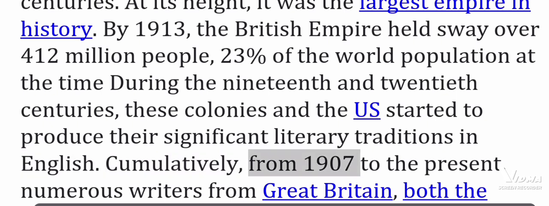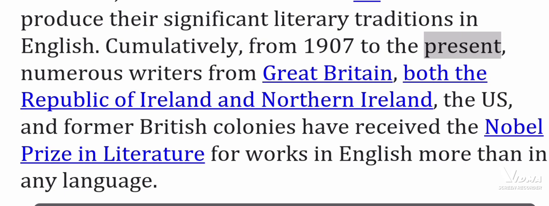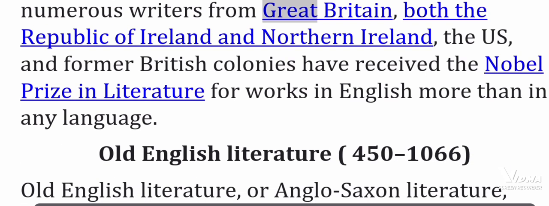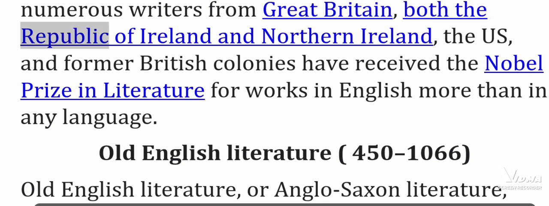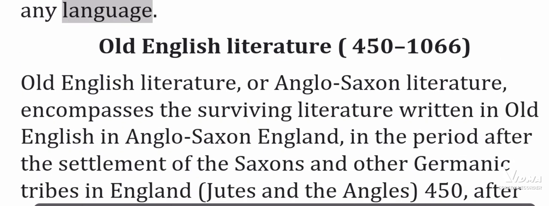Cumulatively, from 1907 to the present, numerous writers from Great Britain, both the Republic of Ireland and Northern Ireland, the US, and former British colonies have received the Nobel Prize in Literature for works in English, more than in any other language.